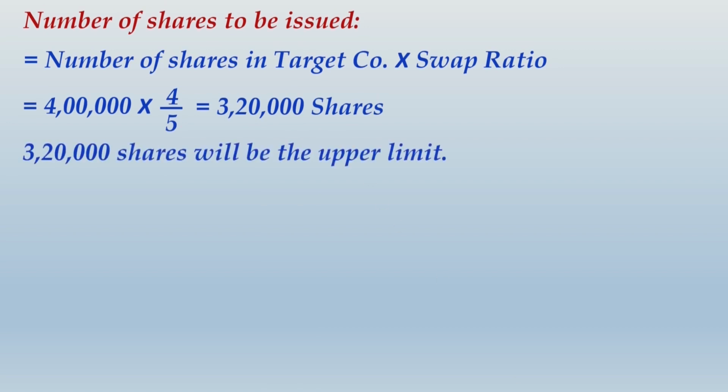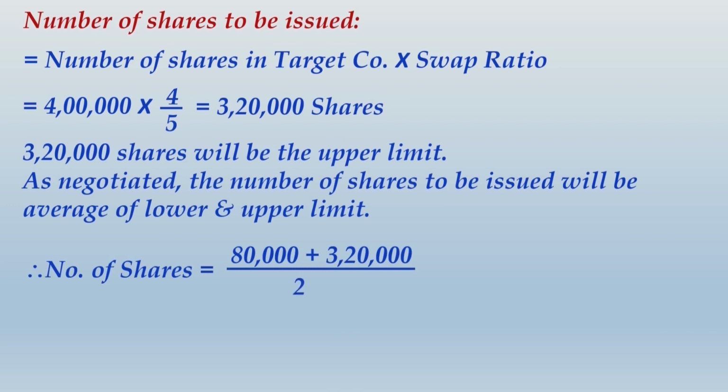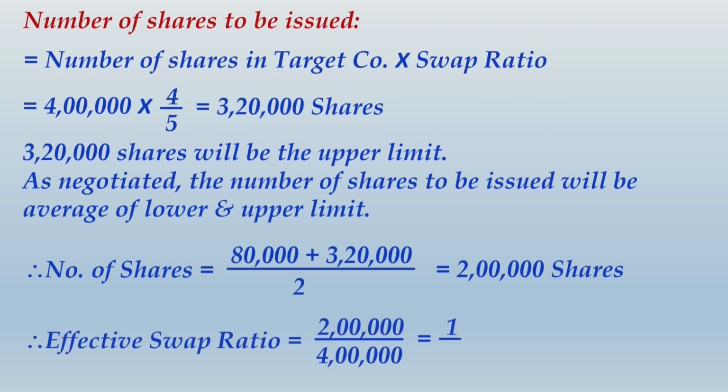Now, what they have agreed is that the effective number of shares to be finally issued will be the average of this upper and lower limit. So as negotiated, the number of shares to be issued will be the average of lower and upper limit. That number of shares will be 80,000 shares plus 3,20,000 shares divided by 2, and that comes to 2 lakh shares. Finally, the total number of shares in target company were 4 lakh shares, and the final number of shares that you are issuing are 2 lakh shares. So effectively the swap ratio will be 2 lakh divided by 4 lakh, that is 1 by 2. So in all the calculations ahead, wherever we need the swap ratio, the effective swap ratio will be 1 by 2. So friends, write up these calculations also, and then we move ahead.